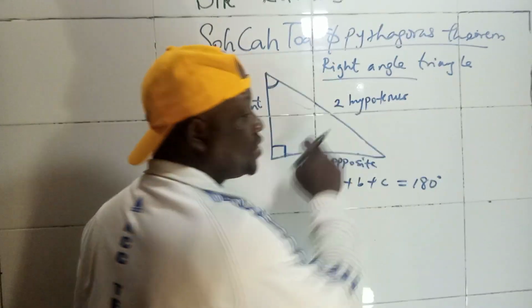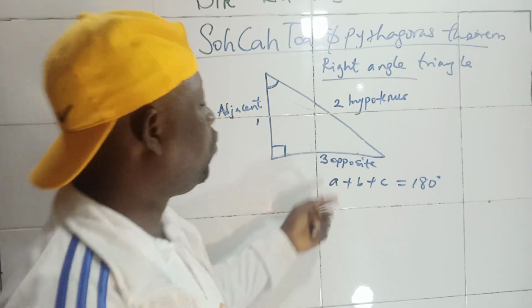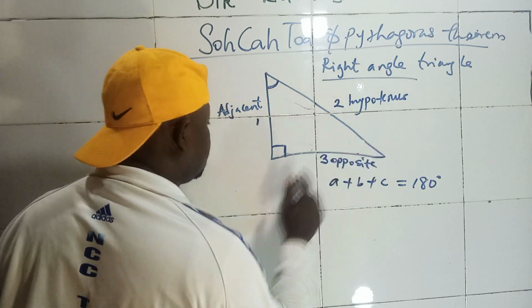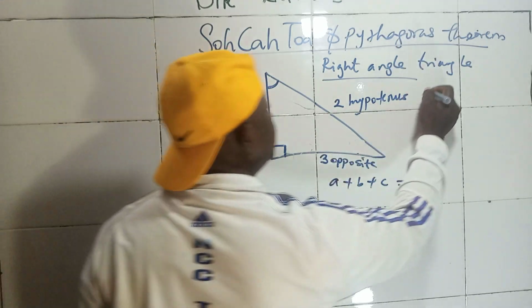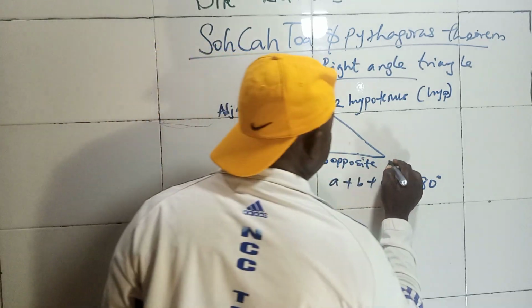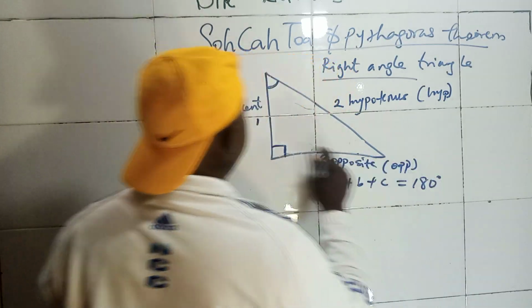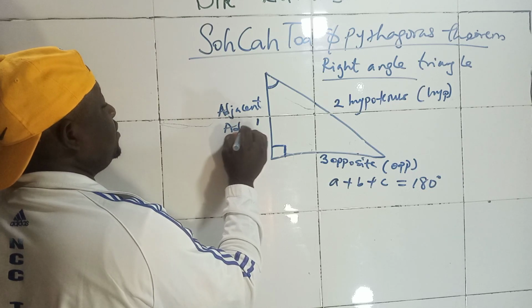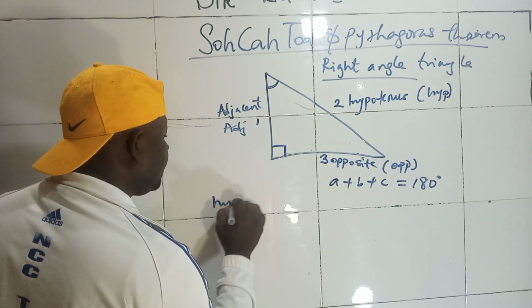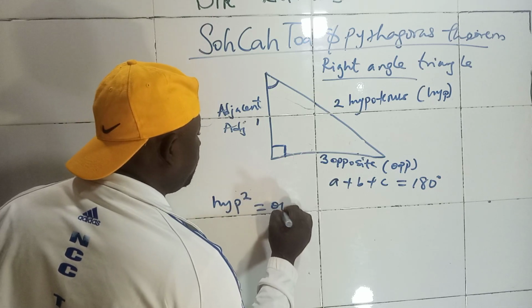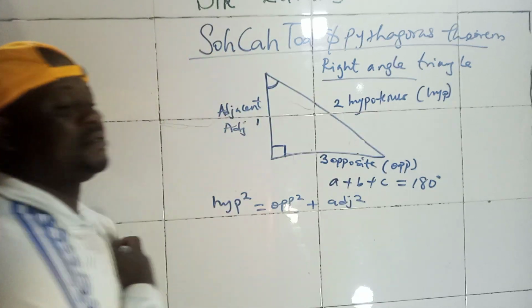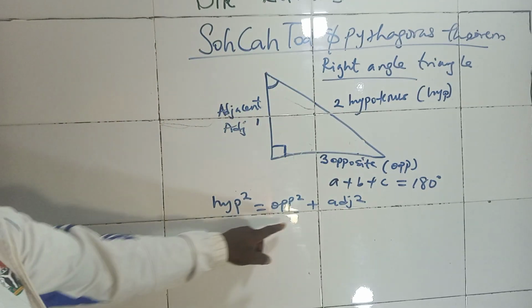So Pythagoras gave us a formula. When you know two sides of a triangle and you want to determine the third side, hypotenuse is shortened as HYP, opposite is shortened as OPP, while adjacent is shortened as ADJ. So it says hypotenuse squared is equal to opposite squared plus adjacent squared. That is from Pythagoras theorem.